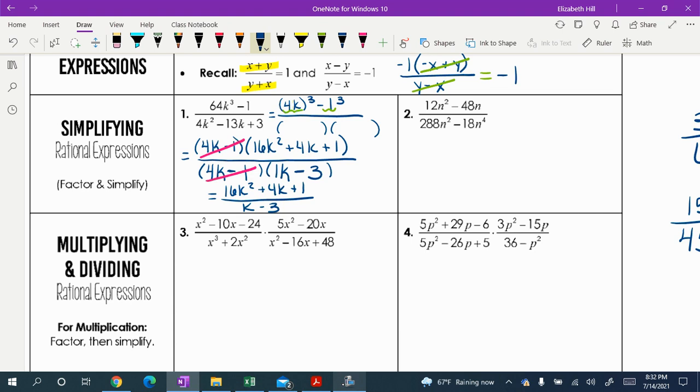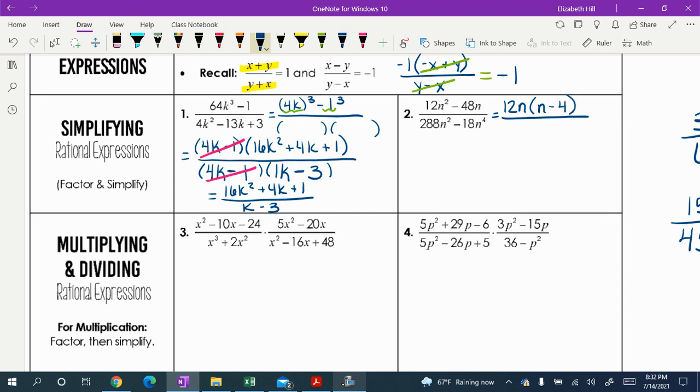All right, let's take a look at number 2. Number 2, we have two binomials, and it looks like both of them have some GCFs that we can go ahead and work with. So up above, I can divide 12 and 48 both by 12. So I can take out 12. I also can take out an n, and that leaves us behind with n minus 4.